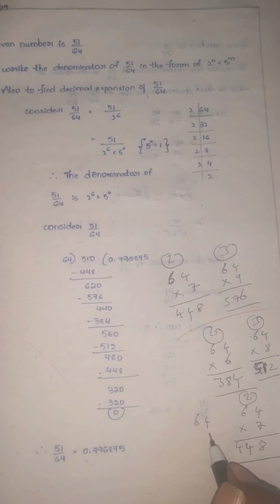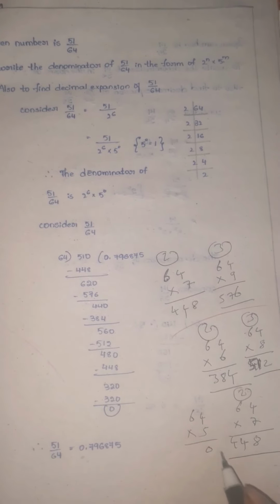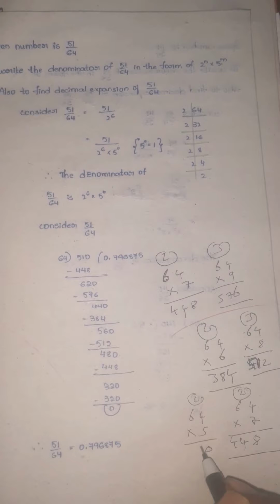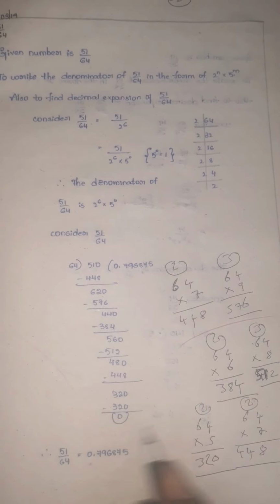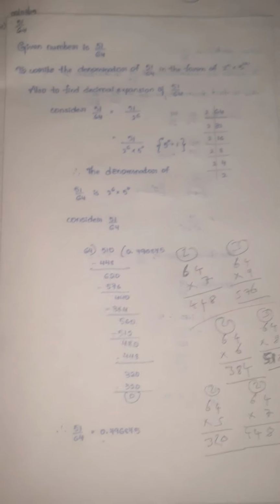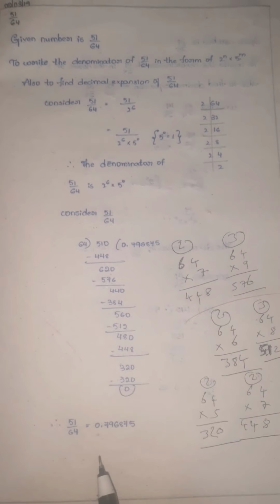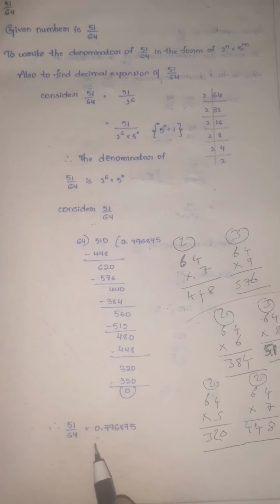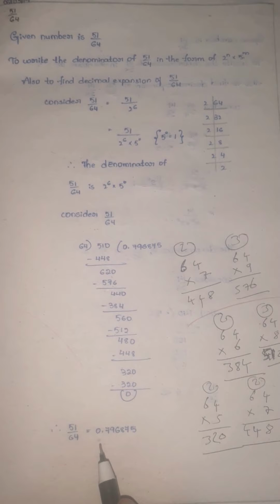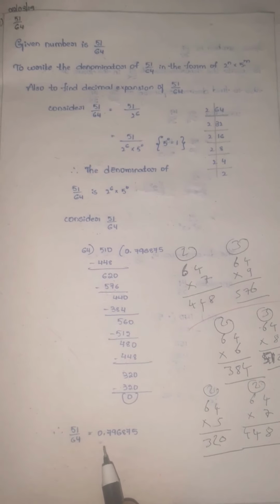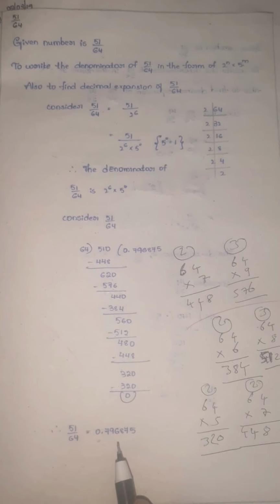Again do the process. 64 5s, 5 4s are 20. 5 6s are 30 plus 2 is 32. 320. 320 minus 320 is how much? 0. So we got remainder 0, a terminating decimal. Stop the process. So how much is the answer? 51 by 64 is equal to 0.796875. So in this way you should do the problems.